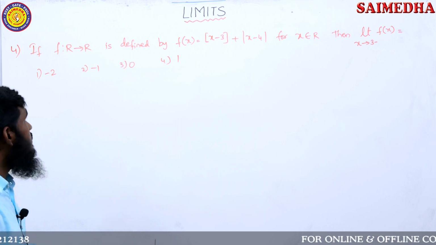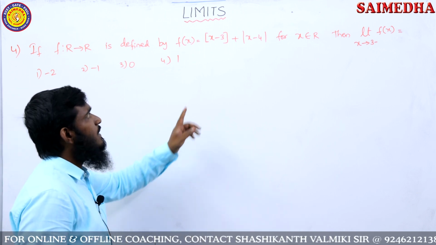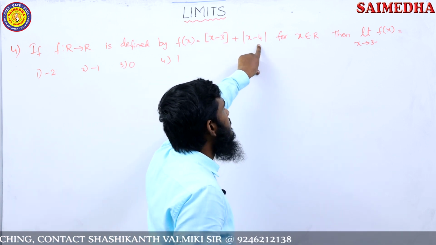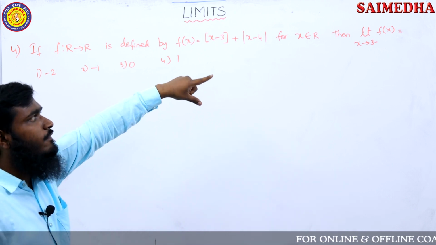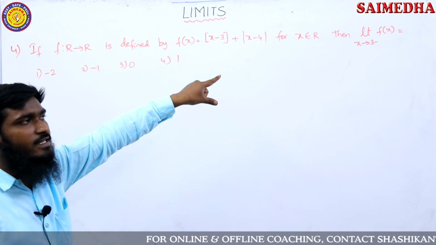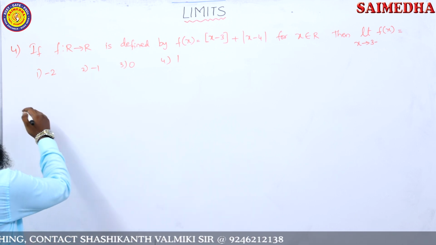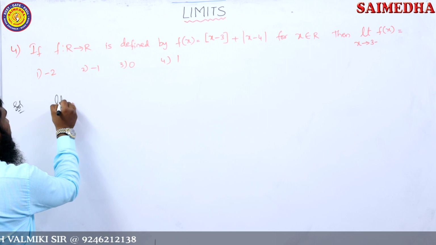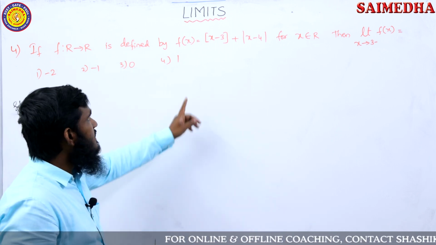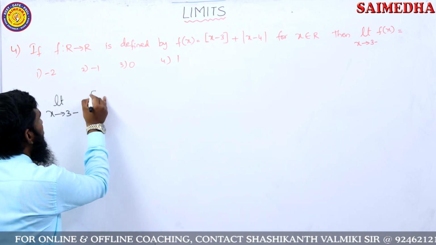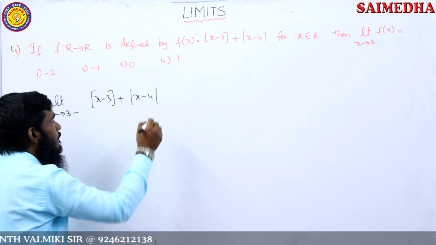Now let us see the next question over here. If f maps R to R is defined by f of x equals bracket of x minus 3 plus mod x minus 4 for x belongs to R, then what we have to find? We have to find the value of limit x tends to 3 minus of f of x. Okay, so now let us find out that value. So what is given over here? Limit x tends to 3 minus of f of x. What is the f of x part over here? Bracket of x minus 3 plus mod of x minus 4 is given.